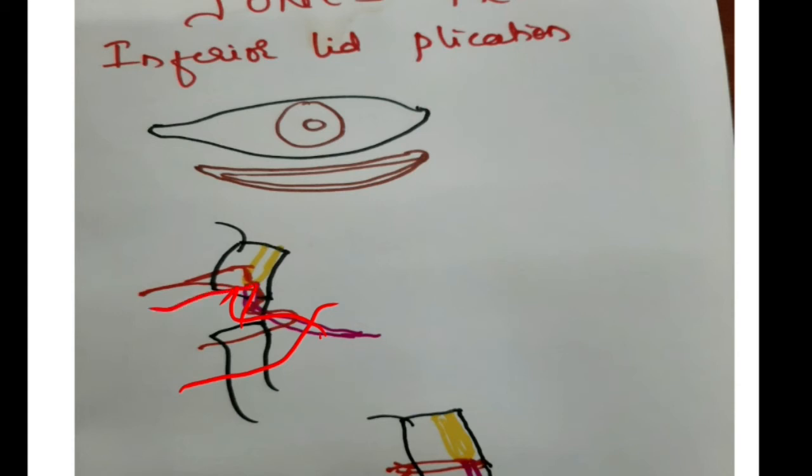So when you tighten the knot here, this is how it looks. It is almost shortening the lower lid retractors and making it tight. Thereby it is giving firm strength to the tarsal plate. This is about Jones procedure.